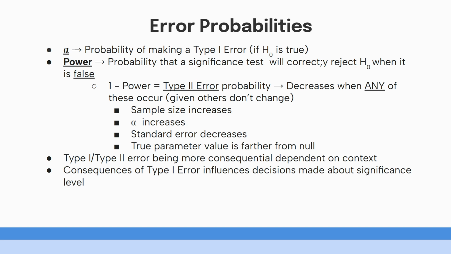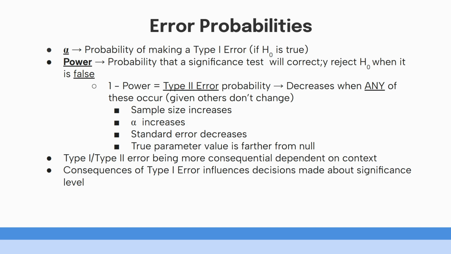So the problem with increasing the significance level is that since it's the probability of making a type 1 error, you increase the probability of making a type 1 error while decreasing the probability of making a type 2. So the best option is actually to increase the sample size. You can also decrease the standard error. We've touched on what the standard error is pretty thoroughly. If you decrease it, that'll decrease the probability of a type 2 error.